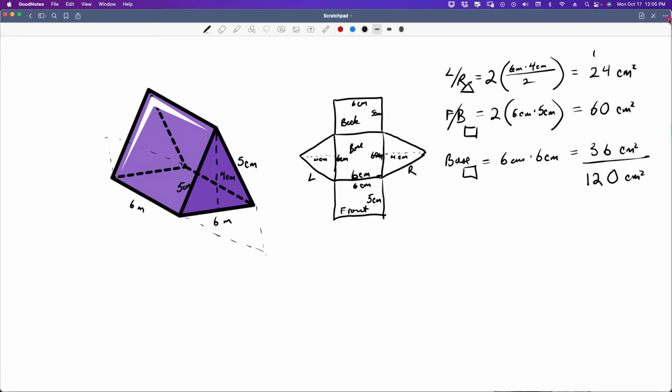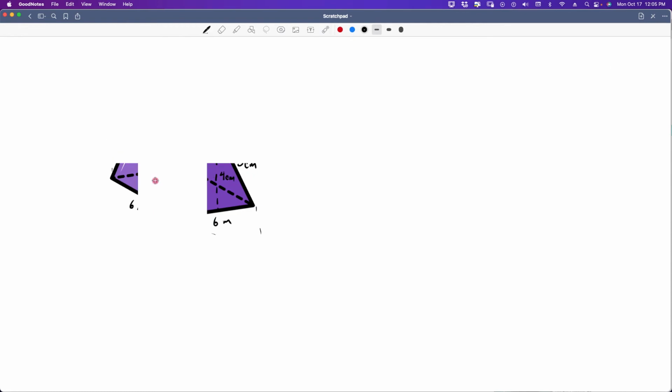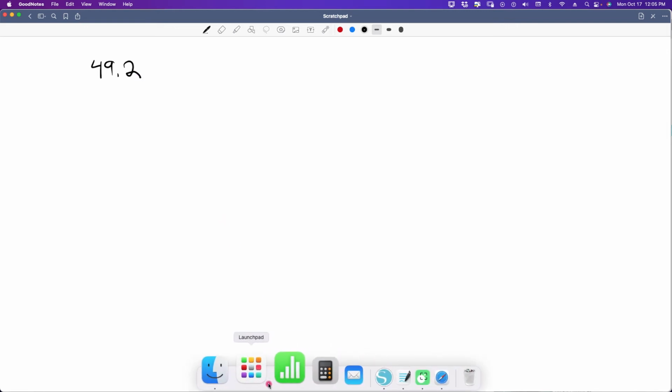We have one more. Let's do one more. This was 49.1 in case you want to write that number down for this. And I highly recommend copying the nets and everything. Let's do 49.2. All right, 49.2 is a box. Now, why they didn't give us the box first, I will never know. So let's do the rectangle.